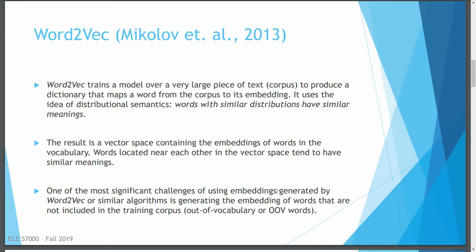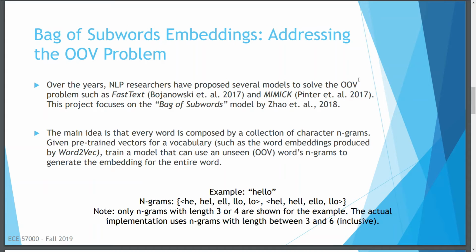One of the main drawbacks is how to deal with out-of-vocabulary words, which is basically how to generate a word embedding for a word that is not present in the original corpus. You might encounter a lot of out-of-vocabulary words when you have typos or new words embedded in social media, for example. So for my project, I chose to re-implement the bag of subwords algorithm, which was developed by researchers at the University of Wisconsin in 2018.